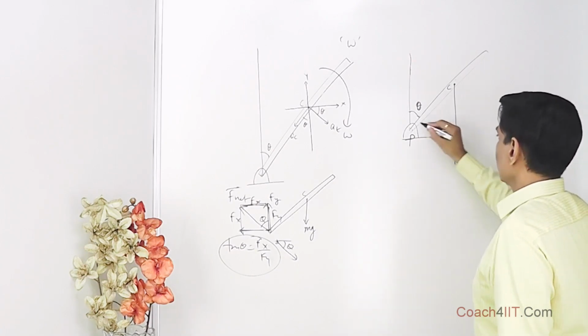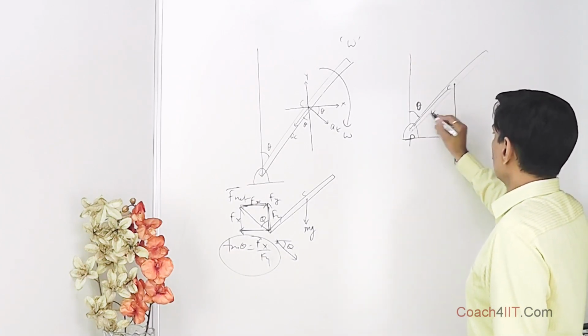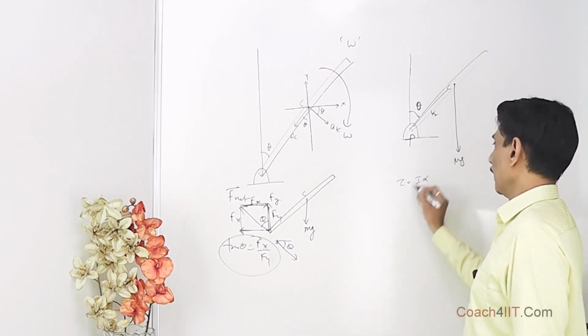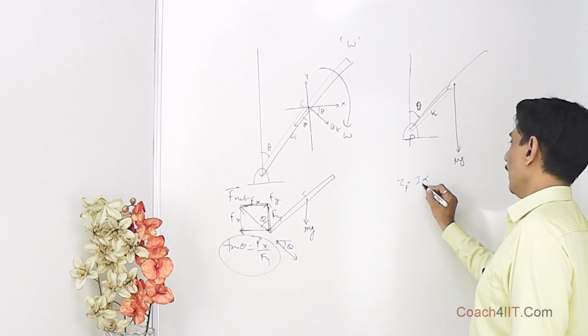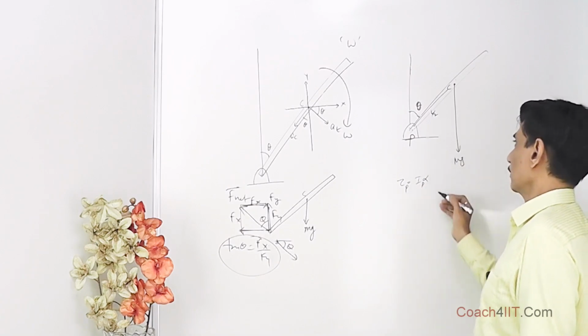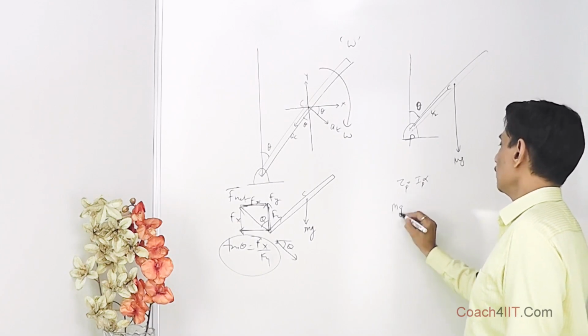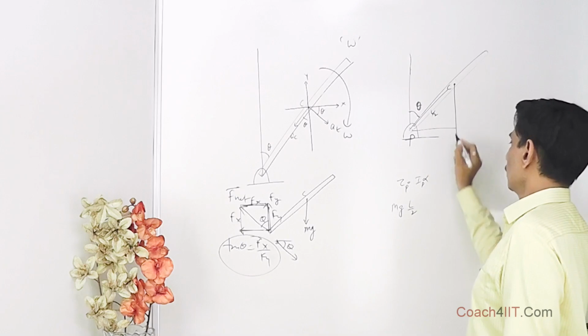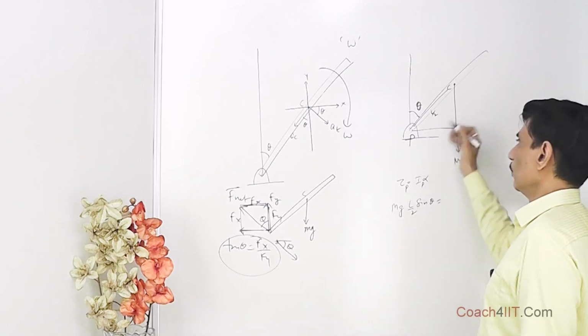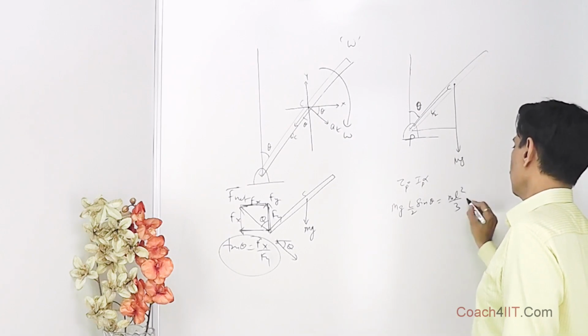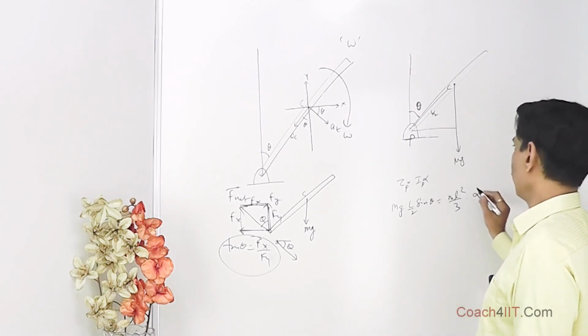That is, mg will be acting, and this is L by 2. So torque is equal to I alpha if we apply it about point P. I is also about point P, and alpha is of this body. So torque about P is mg into L by 2 sine theta, the same thing we have been doing earlier also. So it is ml square by 3 into alpha, and from here we find alpha.